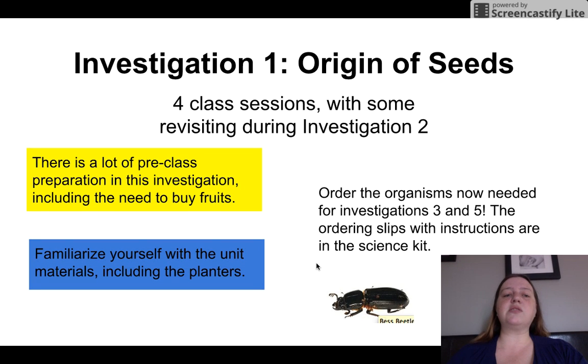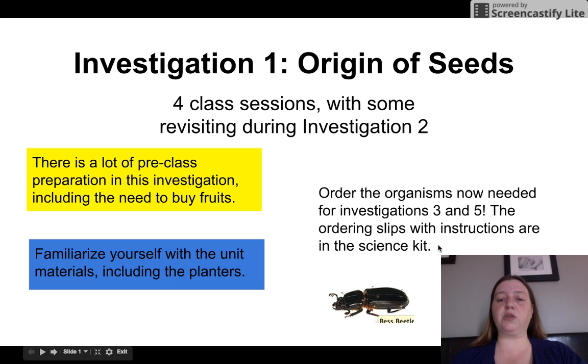So like I said, there's a lot of pre-class prep. You're going to need to buy fruits. What I try to do is I try to buy fruits that students might not be familiar with. You're going to need to familiarize yourself with the unit materials, including how to use the planters. And like I said before, order your organisms now. You want to order them, look on your pacing calendar, see when you're going to need them, and order them.